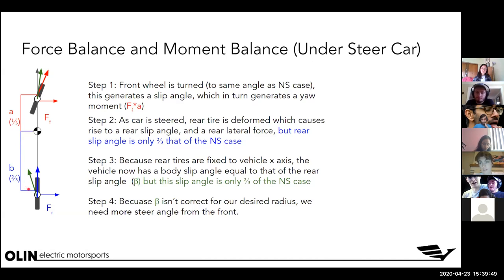Okay, so the rear slip angle is only 2/3 of what it was in the neutral steer case. This means, if you believe me, the body slip angle equals the rear slip angle, that our body slip angle is now only 2/3 of what it was in the neutral steer case. If our body slip angle is only 2/3, that means we're going along a path of a larger radius. Do people believe me there? So in an understeer car, with the same steering input as we gave the neutral steer car, we will turn along a larger radius path. To get to the correct radius path, we need to apply more slip angle at the front to force the rear to turn out more, and we do that by steering the car more.